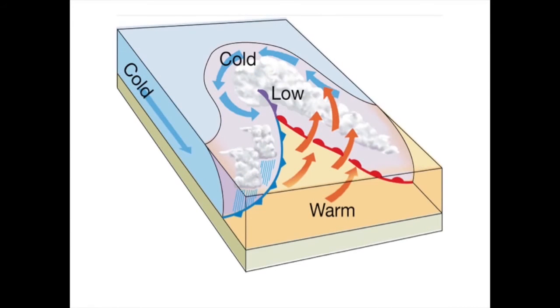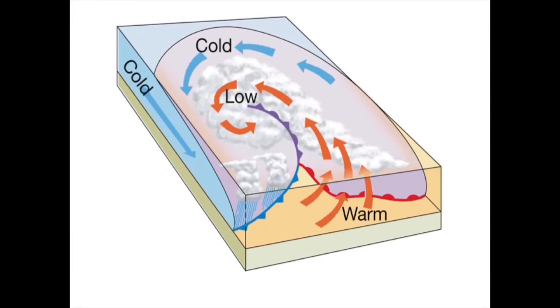The front starts to occlude because the cold front catches up with the warm front. The storm is most intense now. A triple point is formed where the cold, warm and occluded fronts meet.